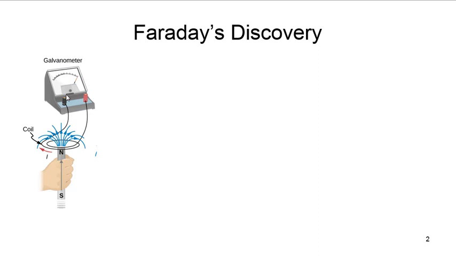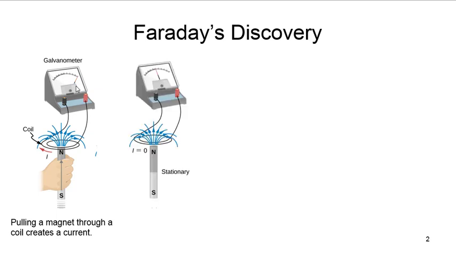It's just measuring it. And he noticed that when he took a magnet and moved the magnet through this loop of wire, he would measure a current. So pulling a magnet through a coil creates a current. That's one of his discoveries.